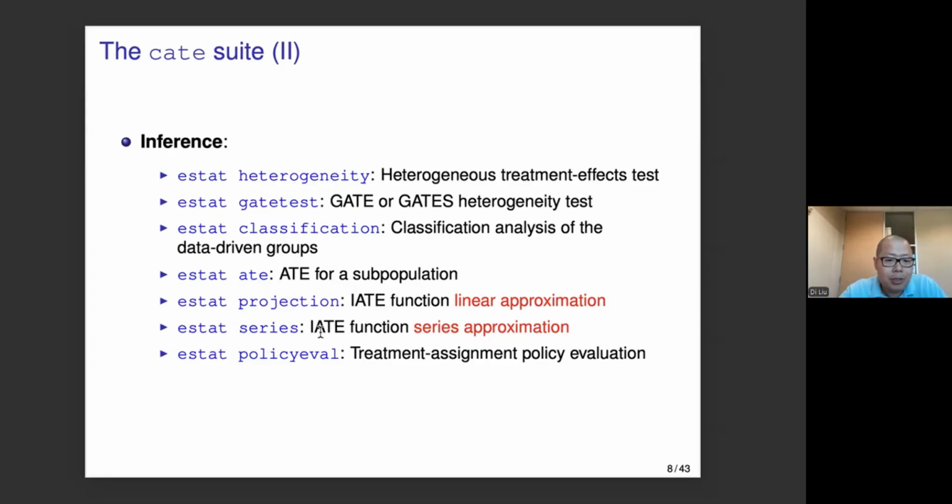Estat series is similar. It's also projection, but instead of being linear, it's a non-parametric linear series approximation. And finally, estat policyeval is a treatment assignment policy evaluation.